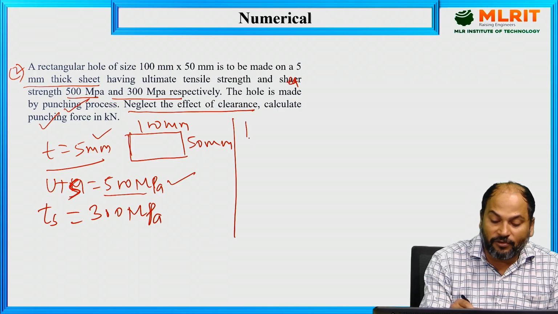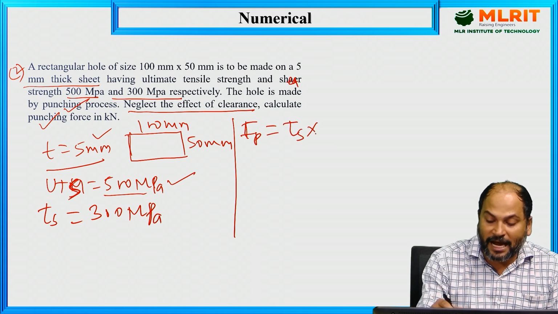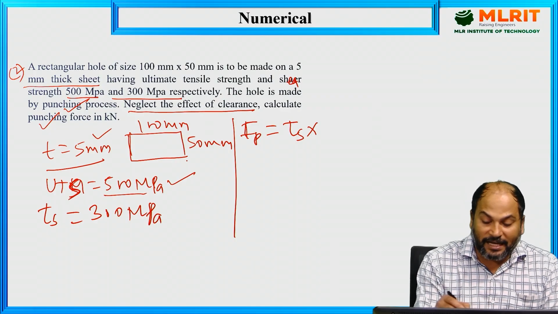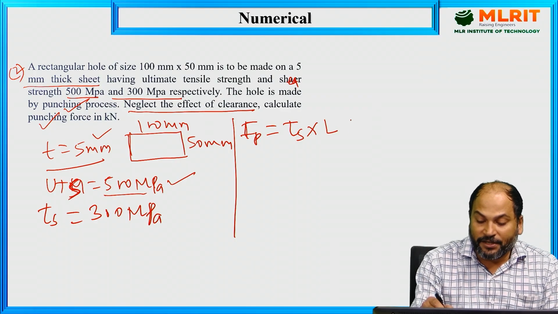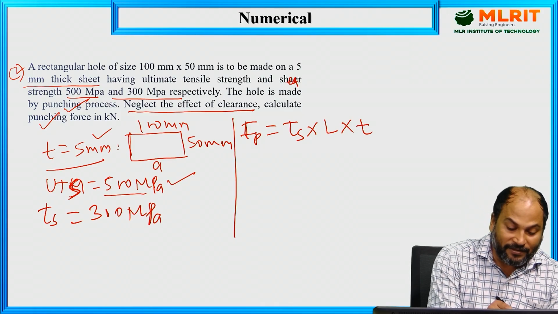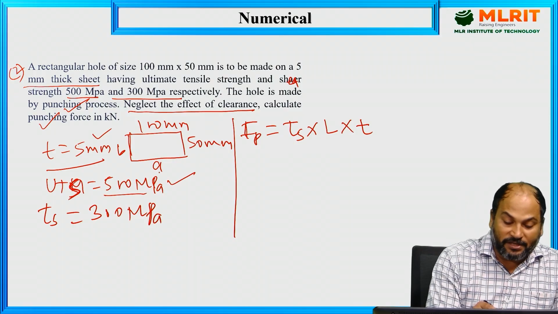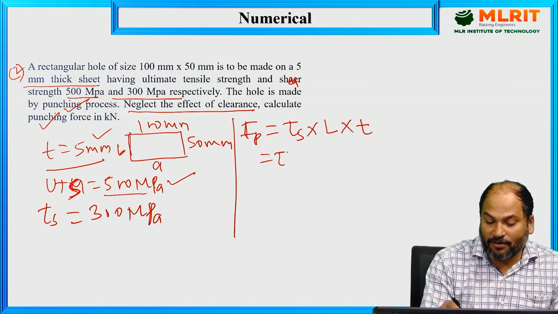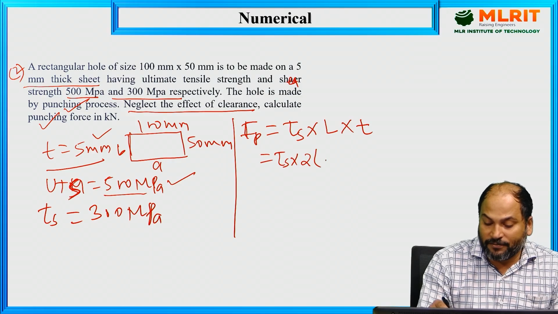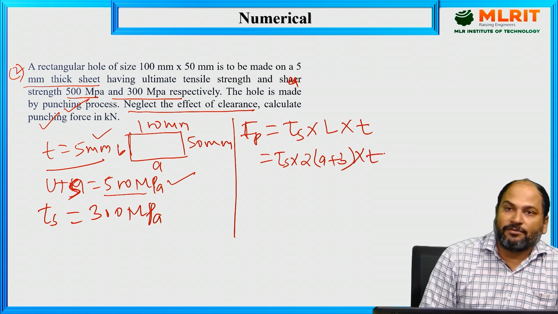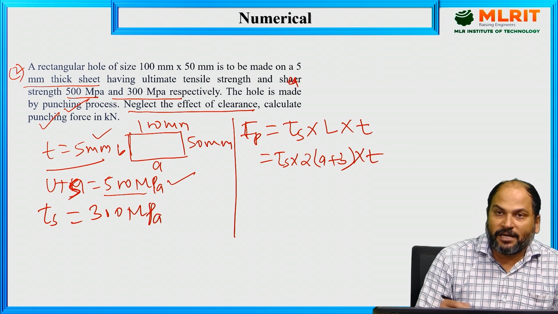So we know the formula, punching force FP is equal to the shear strength of the material times the perimeter of the hole that we are punching out, times the thickness. It is rectangular here. If we write this side A and this side B, then the perimeter is 2 times A and 2 times B. So we can write tau s into 2 times (A plus B), and then the thickness of the blank from which we are going to produce this. That's it. After that, we just have to put in the values.